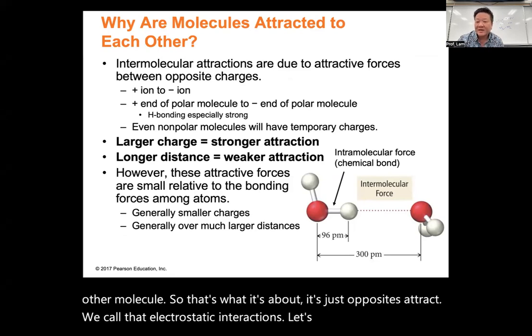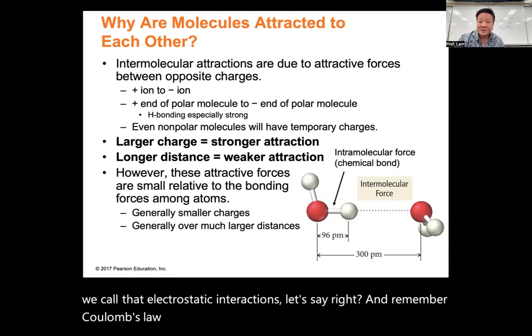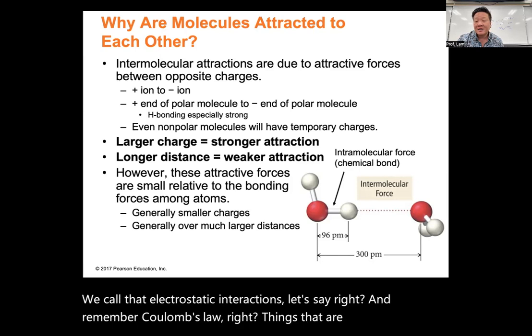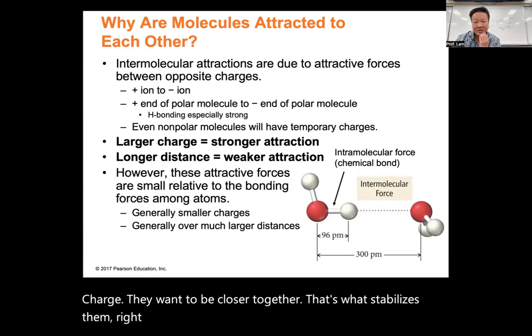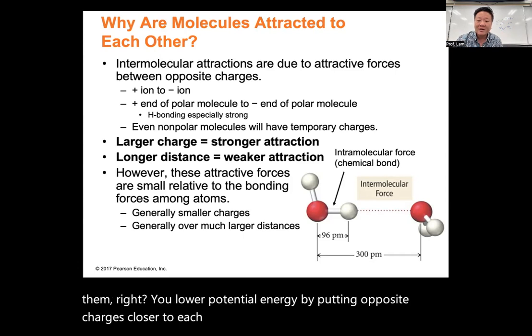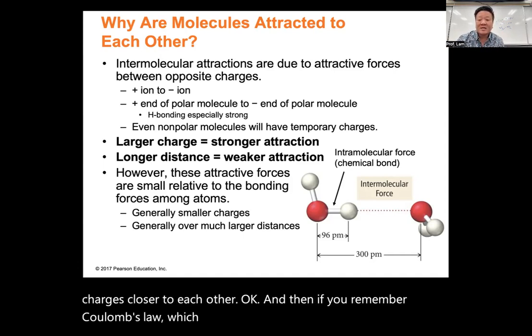That's it, right? And remember Coulomb's law, right? Things that are oppositely charged, they want to be closer together. That's what stabilizes them, right? You lower potential energy by putting opposite charges closer to each other, okay? And then if you remember Coulomb's law, which was Q1 times Q2 divided by R, right?